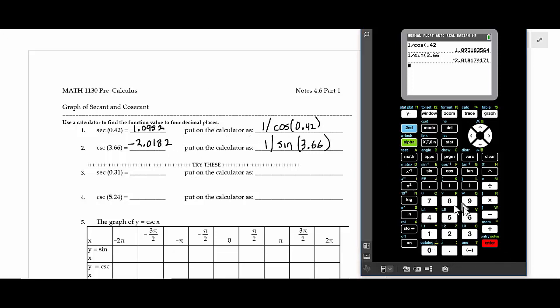And I'll just do the other two real quick. It only takes a second to do that. So the secant of 0.31, you do 1 over cosine 0.31. Then we'll just round that to 4, so that's going to be 1.0501 is how that would round actually. And then the cosecant, I'll go 1 divided by sine of 5.24 radians, and that'll give me this value like this. Okay, so that's kind of what happens when you're doing a secant and cosecant, you have to do it on your calculator like that since you don't have those buttons.